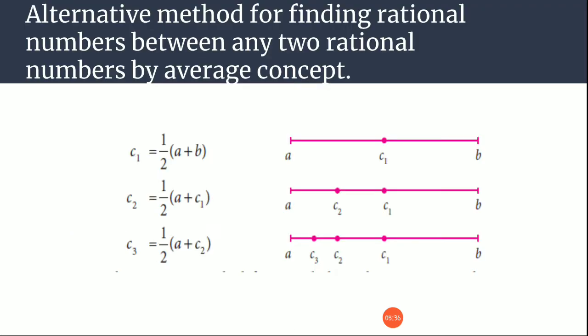Okay. Now the next one. There is an alternate method for finding these rational numbers. That is, we are going to use a simple formula and find the numbers in between them. For this formula, you have to understand the concept and you can derive the formula on your own.